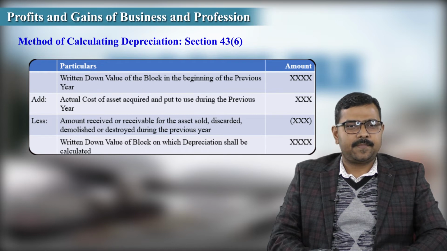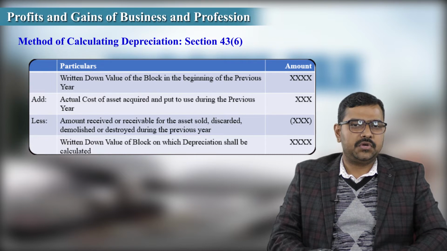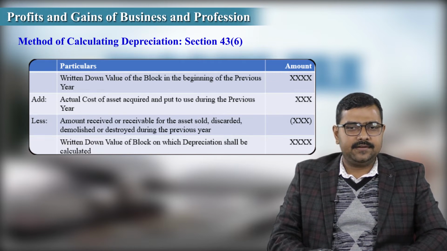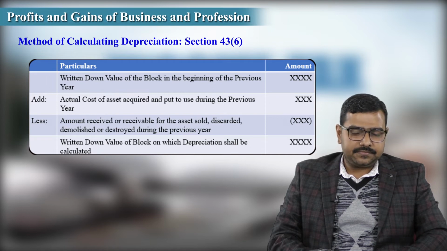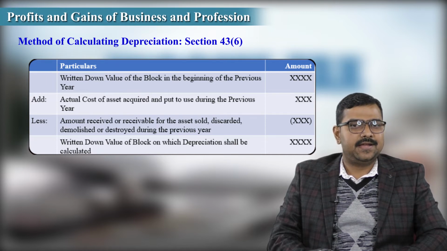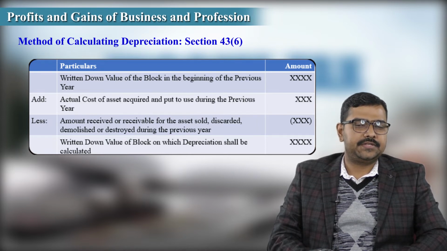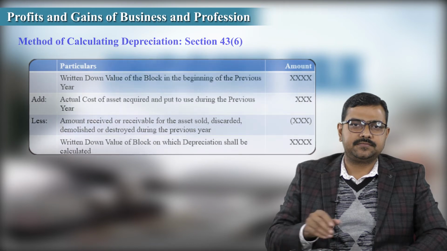Then we will deduct any asset which is sold during the previous year. So, the amount received or receivable for the assets sold, discarded, demolished or destroyed during the previous year. After deducting the asset sold, we will have the written down value of the block on which depreciation shall be calculated. So, we shall calculate the depreciation on this value. So, this is the method of calculating depreciation which is defined under section 43 subsection 6.